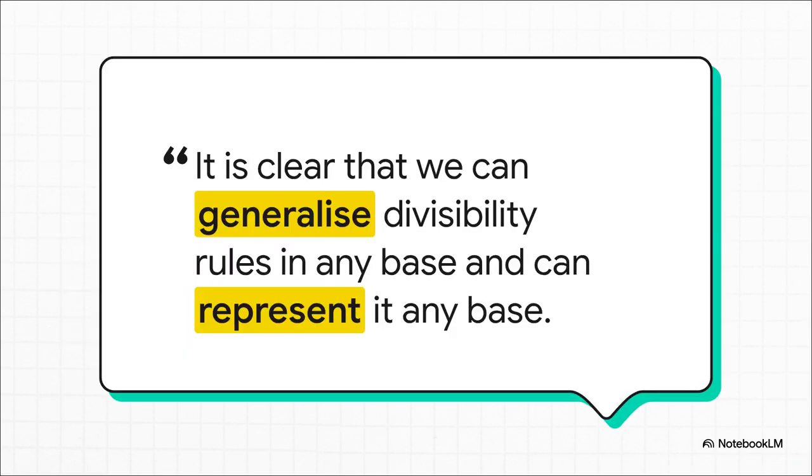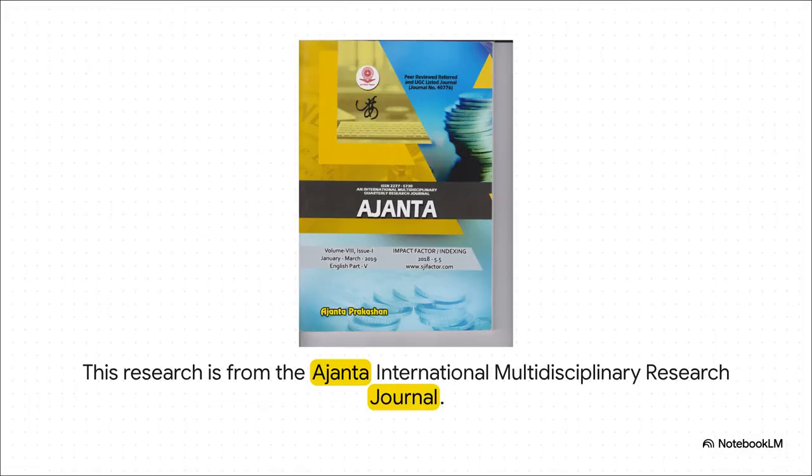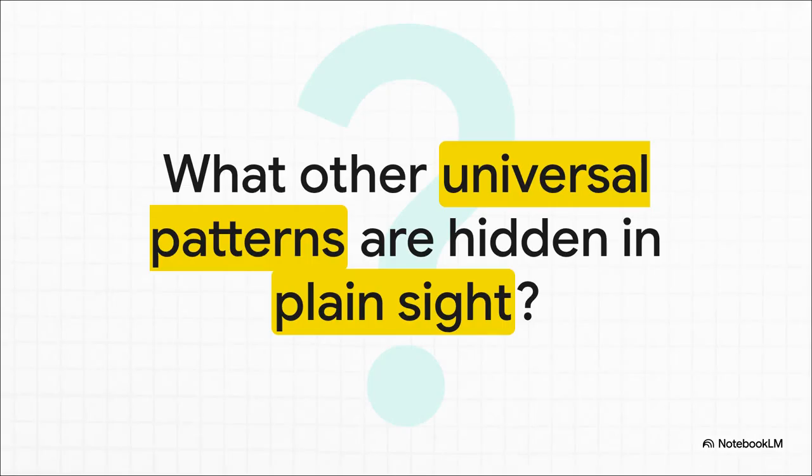You can rewrite them and represent them in different ways to make them more efficient. The researchers sum it up perfectly in their conclusion. They say it's clear we can generalize these rules. They aren't quirks of our base 10 system. They're fundamental truths about numbers themselves, period. And all this incredible insight comes from a paper on divisibility and number representation, published in the Agenda International Multidisciplinary Quarterly Research Journal. It really makes you wonder, doesn't it? If a simple little trick for the number 9 is actually a universal law of mathematics, what other profound, beautiful patterns are hiding right there in plain sight, just waiting for us to see them?